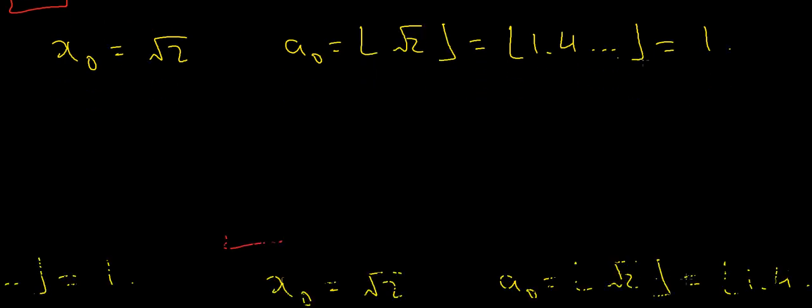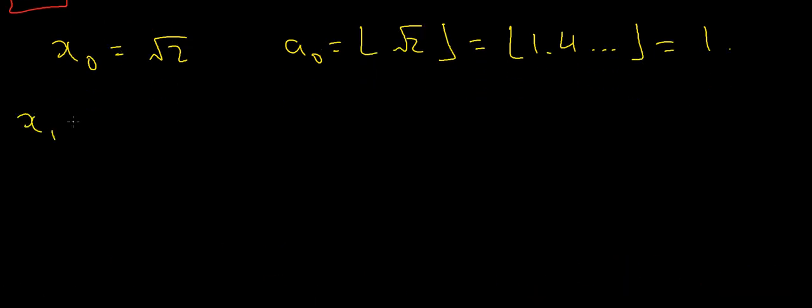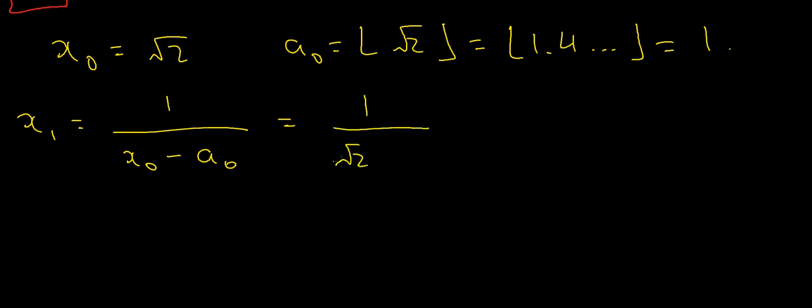Okay, how about x1? Now I need to move on to the next term. x1, by definition of my recurrence relation, is 1 over x0 minus a0. And that's just equal to 1 over, well, x0 is root 2, and a0 is 1 as above. So that's 1 over root 2 minus 1. Now I want to rationalize the denominator. That'll make it easier to find the floor of x1 to find a1. So I'm going to multiply the top and the bottom by the conjugate of the denominator, which is root 2 plus 1. I just changed the minus sign to a positive sign to rationalize the denominator.